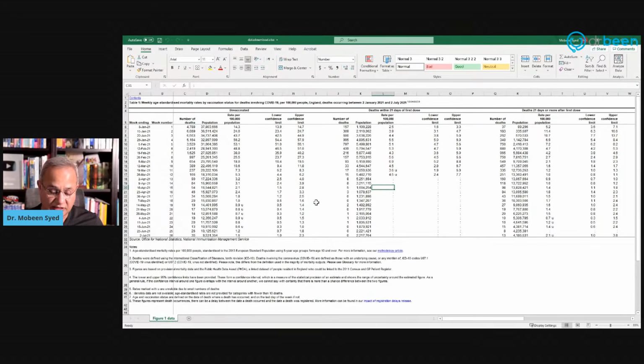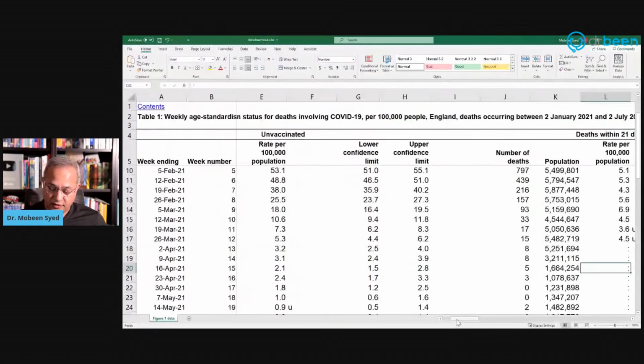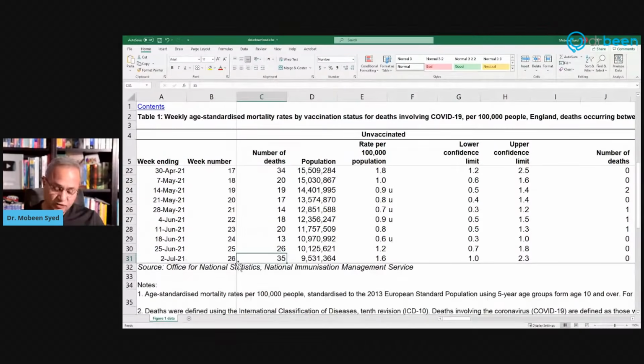Now, in this sheet, many folks pointed out in the comments that, hey, the numbers don't add up. So some folks thought I had changed them. Let me see if I can increase the size of this sheet. Okay. So here, let me show you. For example, if you look at July, this was the most commented on. July 2nd, number of deaths in unvaccinated, 35. Unvaccinated population, 9.5 million. Death rate is 1.6. And so this is where people thought I had actually changed it.